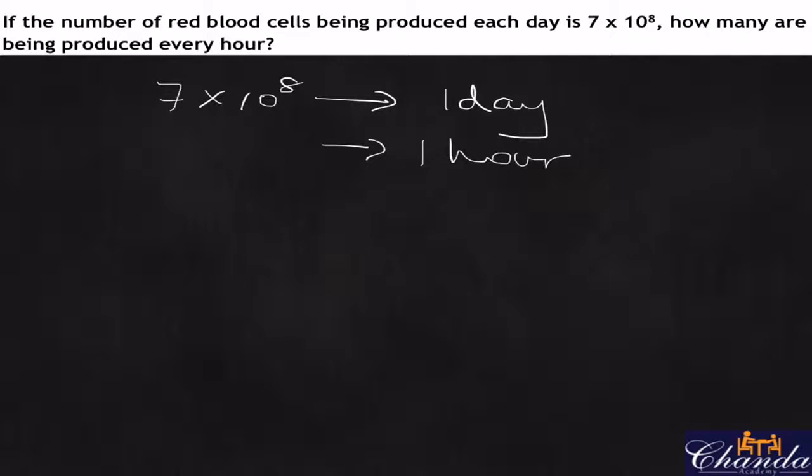Okay, so this particular question says, if the number of red blood cells being produced each day is 7 times 10 to the power of 8, how many are being produced every hour? So once again, we have 7 times 10 to the power of 8 in 1 day. They want to know how much it is in 1 hour. Now guys, since 1 hour is less than 1 day, obviously, we actually need to go through the process of a division. So we need to do 7 times 10 to the power of 8 being divided by 24.